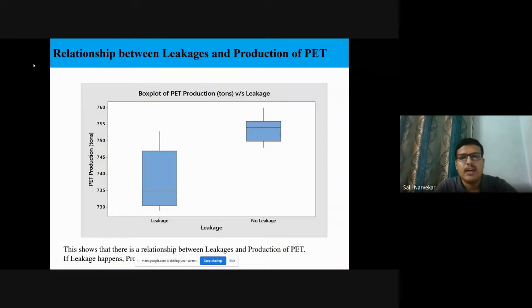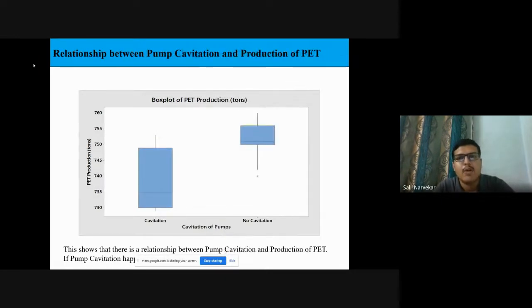So now, leakage or no leakage is attribute data, and that's why a box plot was used for analysis. Here, as you can see, there seems to be a perceptible relationship between leakage and the production of PET. If leakage happens, the production of PET is less. Now, talking about pump cavitation and the production of PET, similarly here, you can see that when there's cavitation, there's a perceptible drop in PET production. So this is also one of the root causes. The leakage was a root cause, pump cavitation is also a root cause.